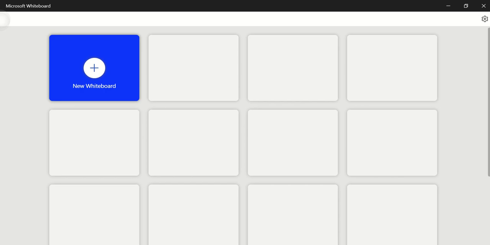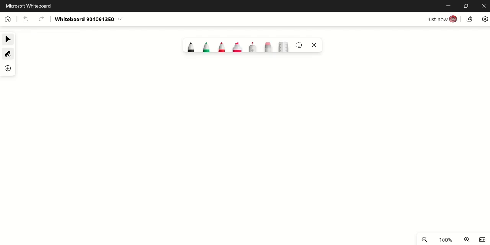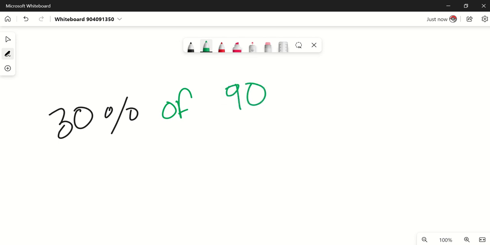So let's recap. When I try to find a percentage of a number, I'm going to put whatever the percentage is as a fraction. So let's say I'm trying to find 30% of, let's say 90. 30% of 90. I'm going to change the 30% into a fraction. Now I know it's going to be 30 out of 100, and I can simplify this down to 3/10. It'll be 3 over 10.